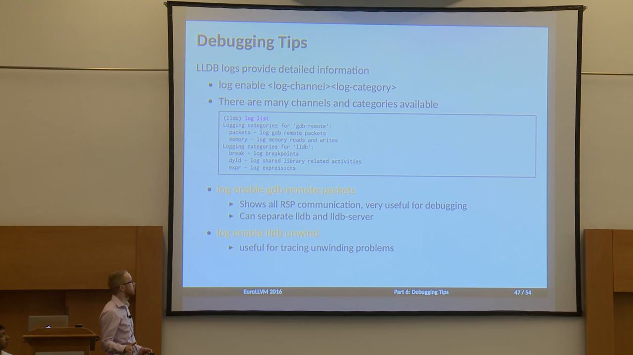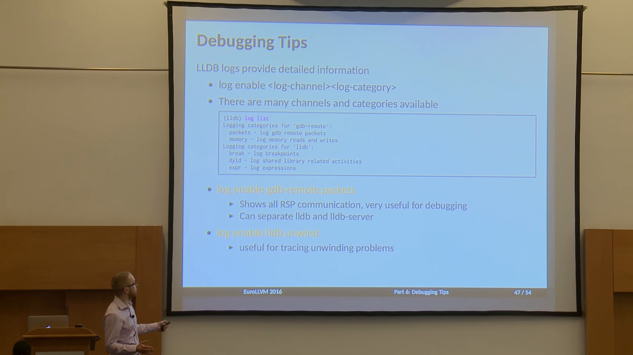You can use different log channels and different categories, and you can list them all using log list. There's actually a lot of categories. We're only listing some of the most interesting ones, but there's stuff for processes, threads, breakpoints, dynamic linking, and so on and so forth. This is extremely useful. Another one is log enable lldb unwind for tracing unwinding.